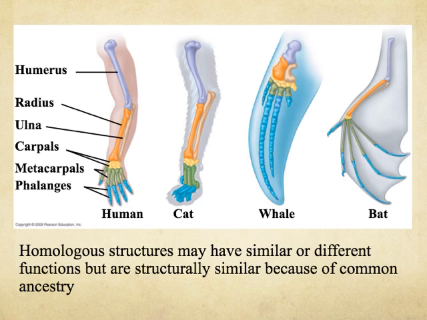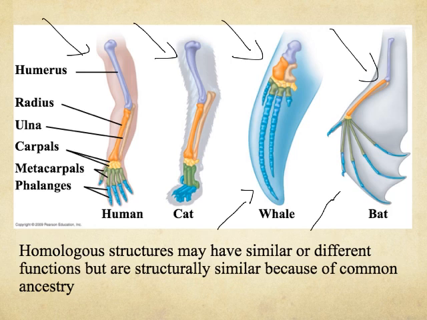Here's the arm of a human, the leg of a cat, the fin of a whale, and the wing of a bat. These are all vertebrates, and these limbs are used for very different functions. A human arm is used for grabbing and picking up things. Cat legs are used for walking. Whale fins are used for swimming, and bat wings are used for flying. Despite these very different functions, they have a very similar bone structure because they all came from a common ancestor.